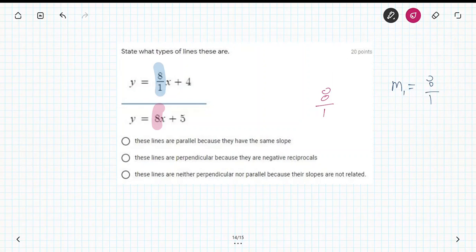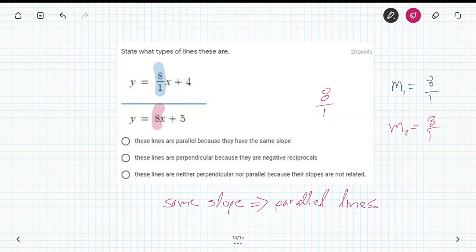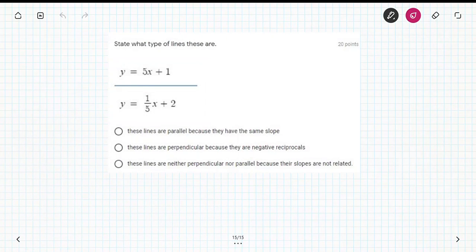And the slope of the second line is going to be 8 over 1, because it's a whole number. So that means they have the same slope. And if the lines have the same slope, that means they're parallel lines, which are lines that will never touch because they have the same slope. So that's that. Let's move on to the last one.